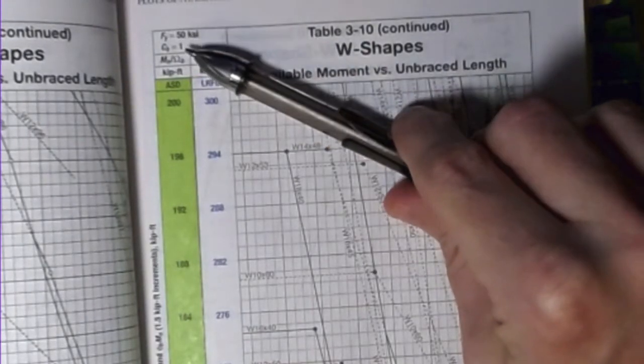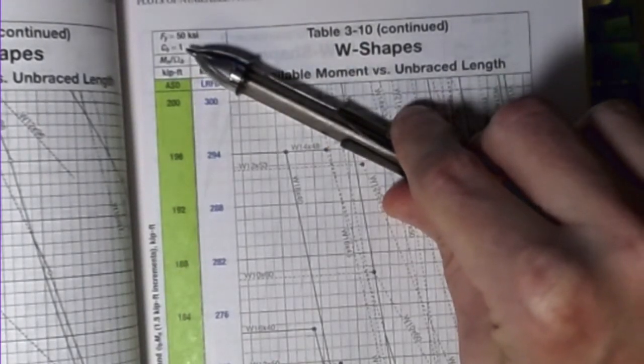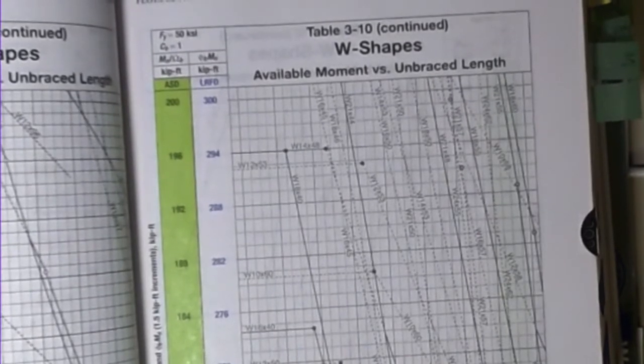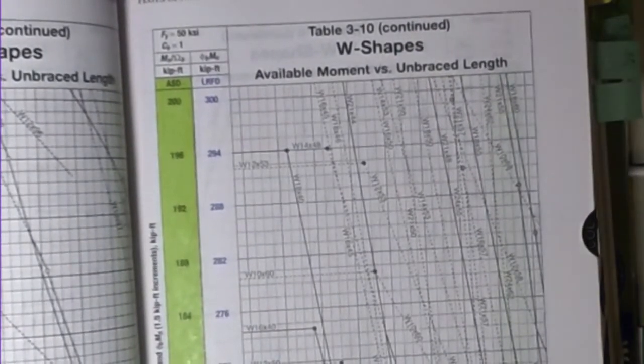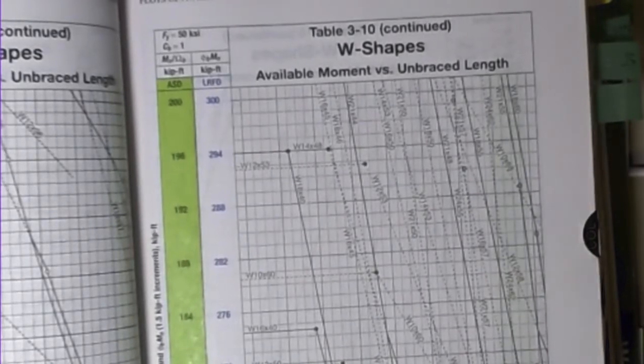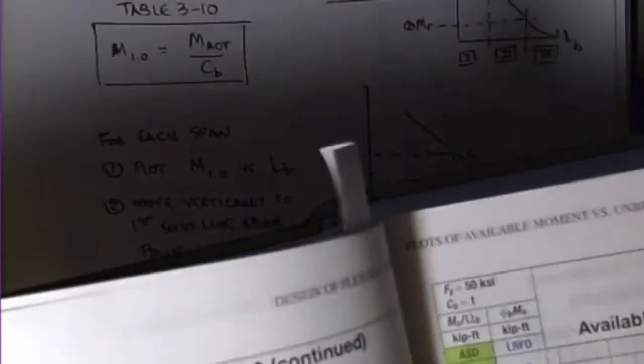Now, conservatively, if I just use these tables straight away, I could come in and plot my values, and I could pull off a shape on this, and we would just be good to go. But it's not the most efficient use of the section, and you'll end up over designing a beam as a result of that. So I'm going to show you how to correct for that as well.